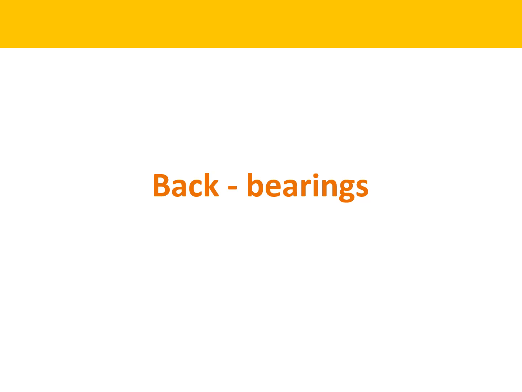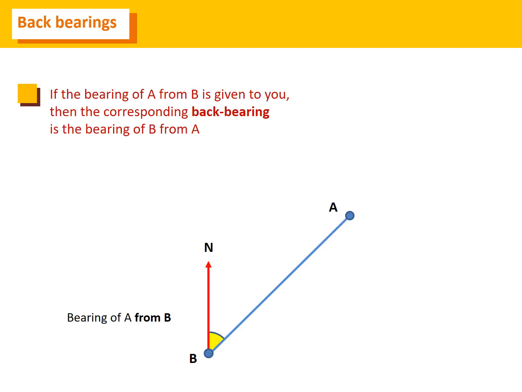So let's crack on and get the job done. If the bearing of A from B is given to you, then the corresponding back bearing is the bearing of B from A. In the diagram, the yellow angle you can see is the bearing of point A from point B. We're measuring from point B, that's why the north line is at point B. If we want to find the bearing of B from A, we need to put a north line in at A and measure the angle clockwise. So that yellow angle that's just appeared is the back bearing.